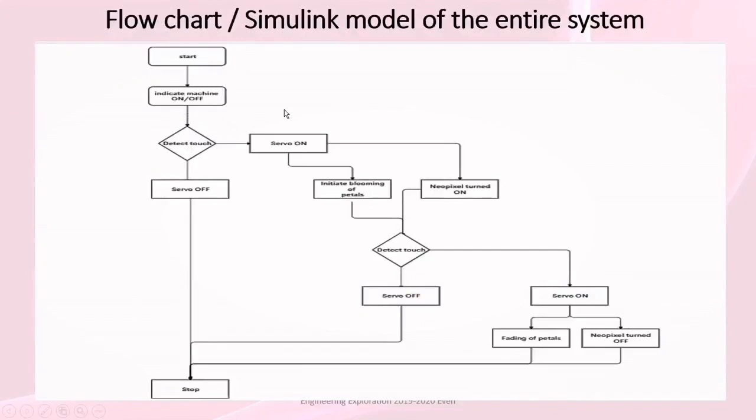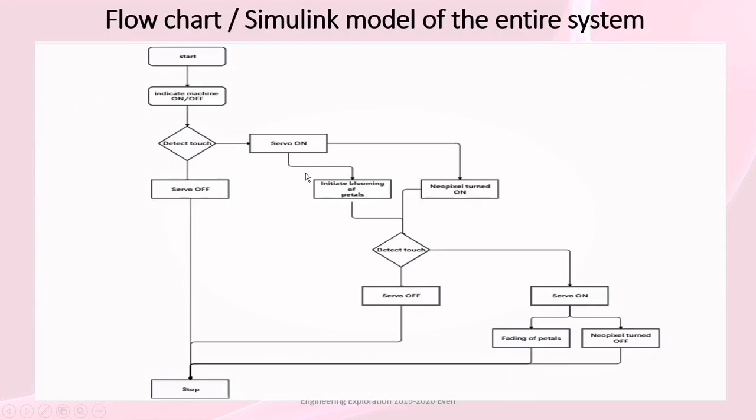This is the flowchart of the entire system. Starting, let us give the command as start, then the machine indicates whether it is on or off. Then later, the detection of touch takes place. If the touch is detected, then the servo gets on, and if the touch is not detected, then it will directly move to the stop command.